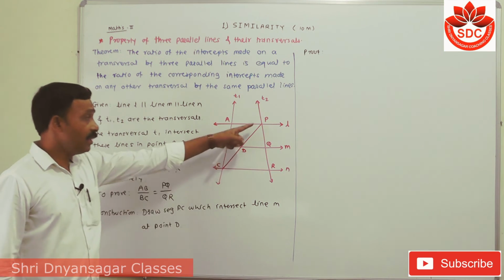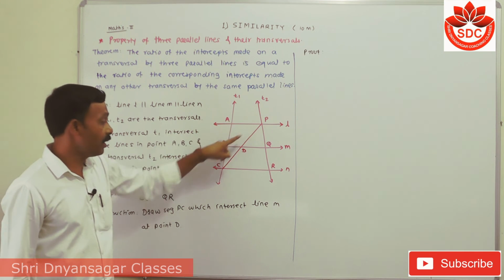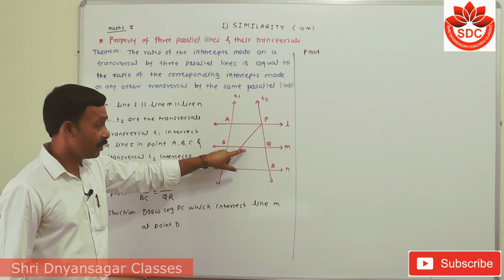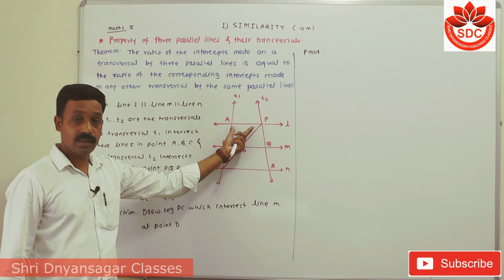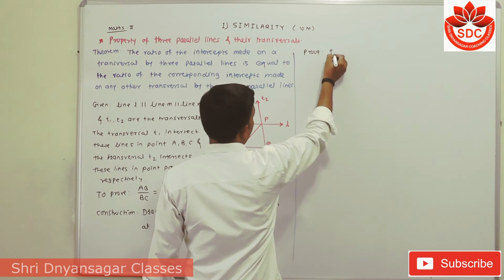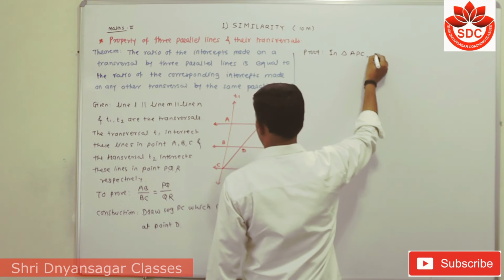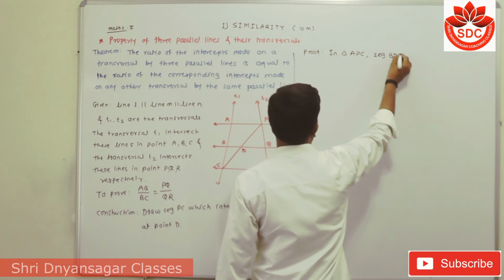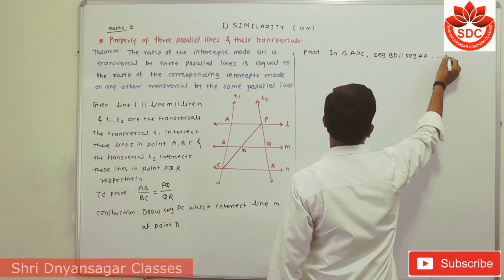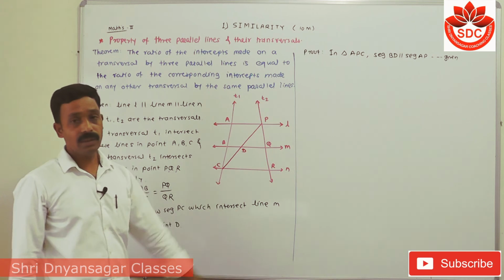Now here by this construction there are two triangles. I have taken the first triangle, APC. In this triangle, this line segment BD is parallel to this segment AP. So I have to write here: in triangle APC, segment BD is parallel with segment AP. This is given. These three lines are parallel, which is also given.